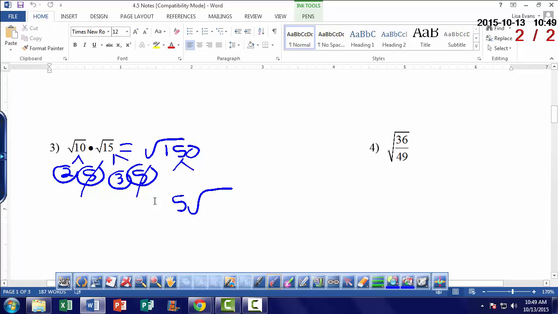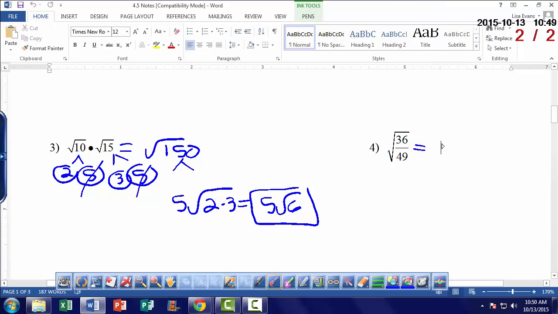This time I have 2 leftovers on the inside, so I write them both down and I multiply. So 5 root 6. Done. Now this problem, there's a couple different ways you want to do these. Sometimes you want to check and see if you can simplify them. Sometimes you want to first check to see if they're perfect squares.